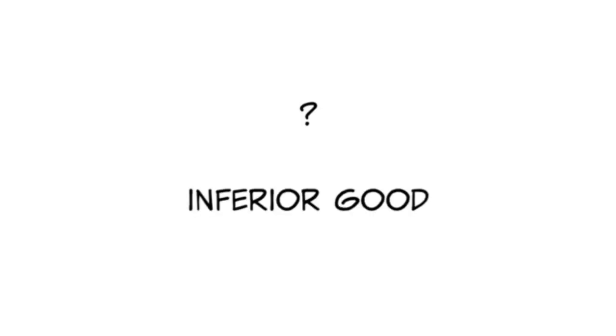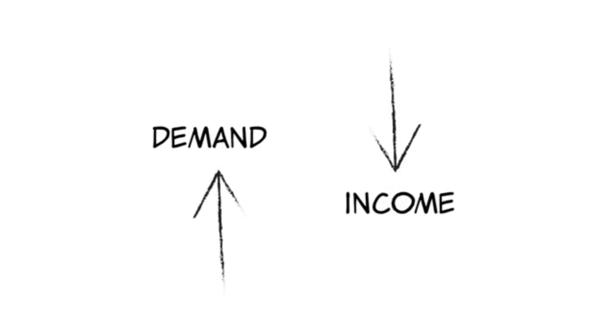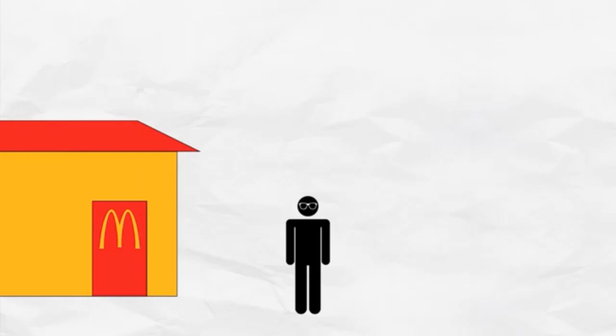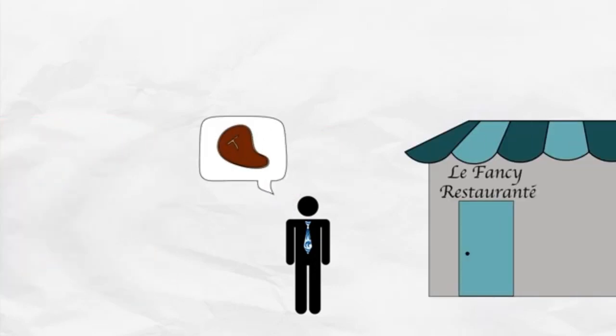What is an inferior good? An inferior good is a good or service where your demand goes down when your income goes up, and vice versa. For example, when you're a student and not making much money, you might eat at McDonald's a lot because it's cheap. But when you graduate and your income increases later, you then eat at McDonald's less often, and instead go to better, more expensive restaurants.